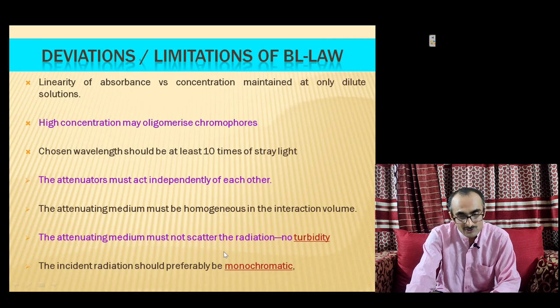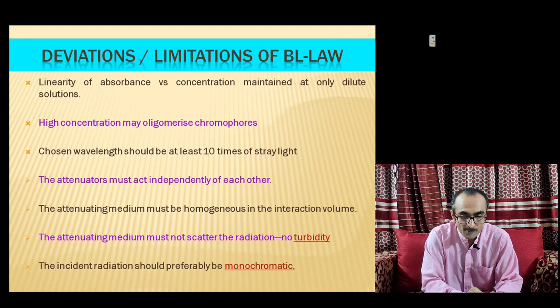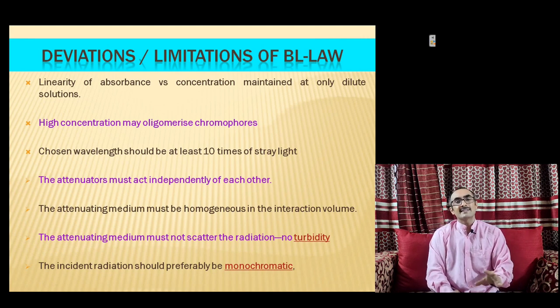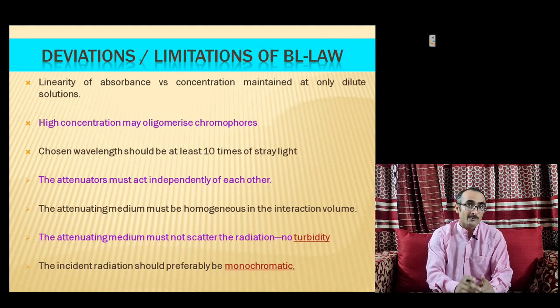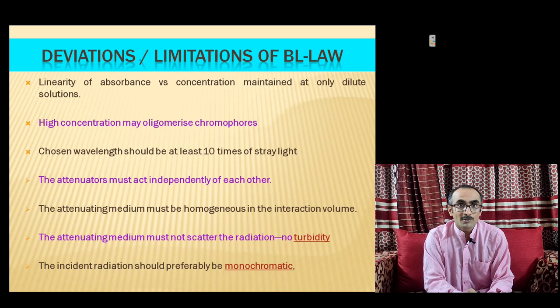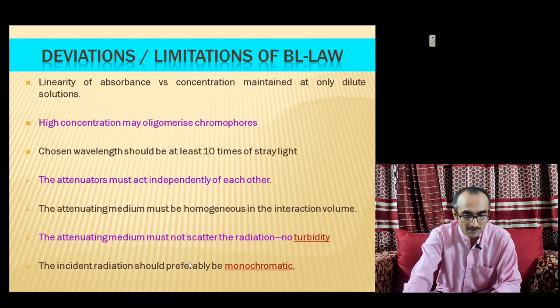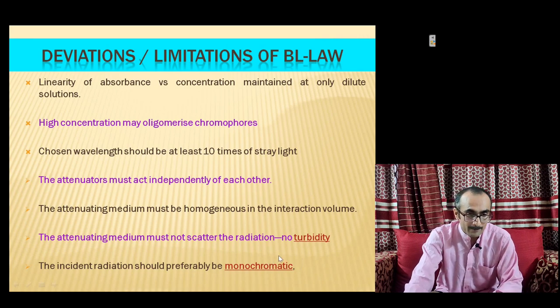And the incident radiation should preferably be monochromatic. That's again important, because we know that every compound absorbs maximally at a certain wavelength only. So we need to use incident light of that wavelength only out of the spectra. We use only the same wavelength which is being absorbed maximally by that compound. So that's why it should be monochromatic, the light which is incident on the sample.